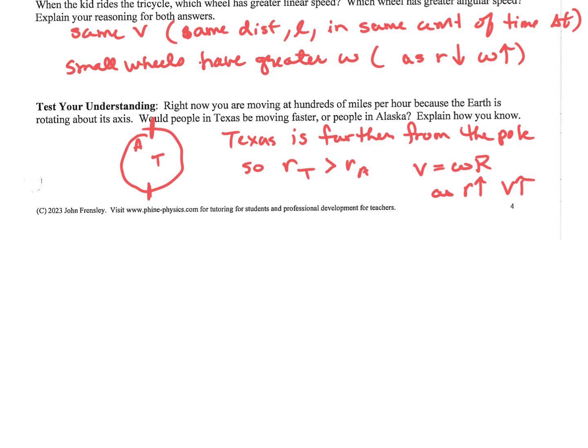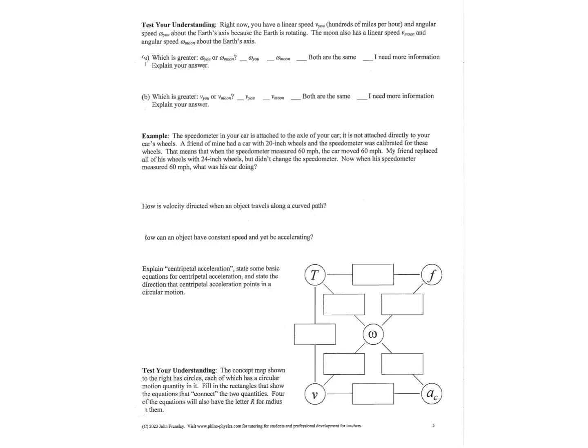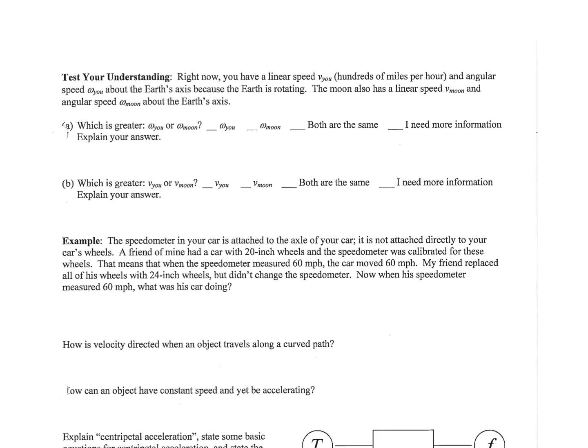So people in Texas are technically moving faster because the Earth is moving faster there. Right now you have a linear speed, v sub u, in hundreds of miles per hour, and angular speed, omega sub u, about the Earth because the Earth is rotating. The moon also has a linear speed, v moon, and angular speed, omega moon, about the Earth's axis. Which is greater, your angular speed or the moon's angular speed?